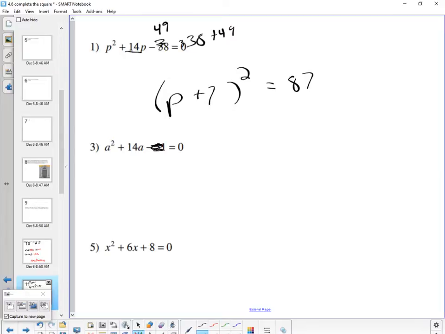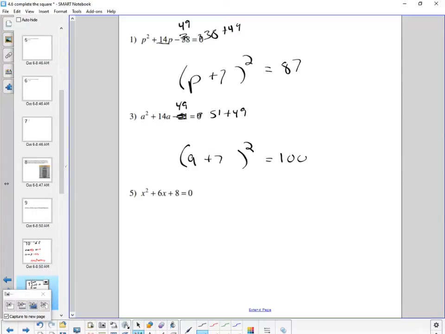This 51, I'm going to kick it over here. Oh, it's the same thing, huh? Half of 14 is 7. 7 squared is 49. I'm going to add it on this side as well. That's going to give me 100. All I have to do is bring the 100 back over, right? So all we're doing is finding the first. Yeah, once it comes over, it's a negative 100. I didn't want to do that.